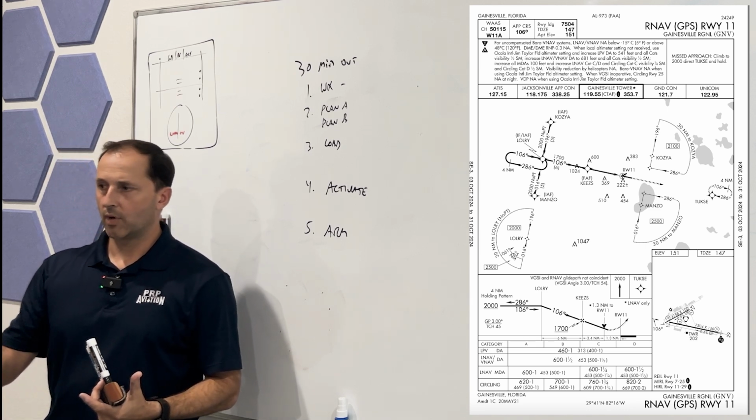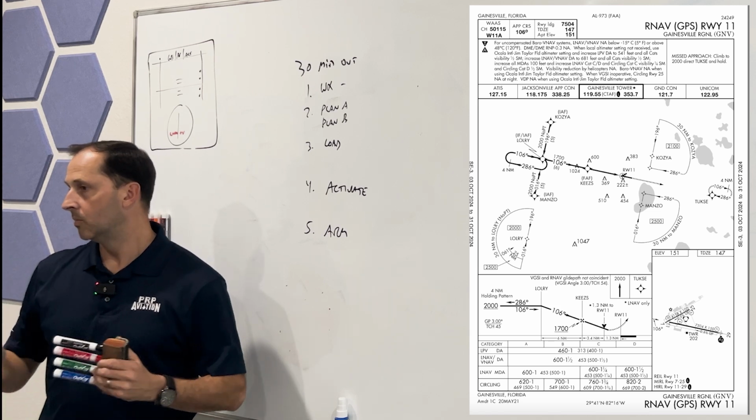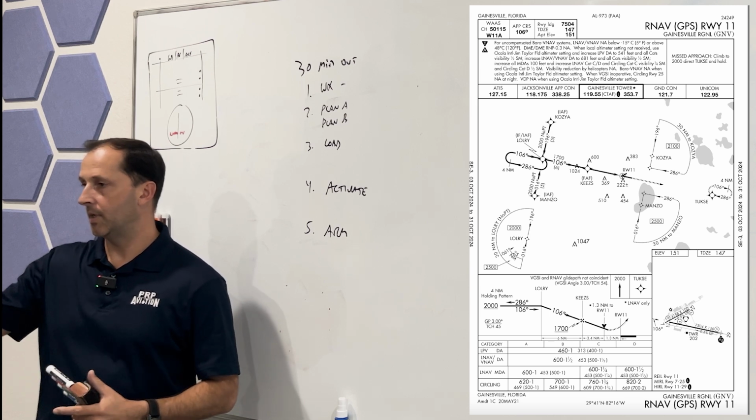You know what the rule of thumb is for how far out to descend? Like if you're at 8,000 feet, going down to minimums in Gainesville. 3 miles for every 1,000 feet, at 500 feet per minute.